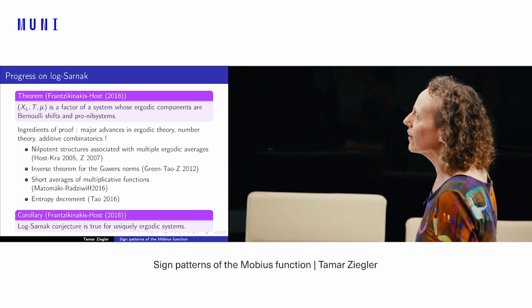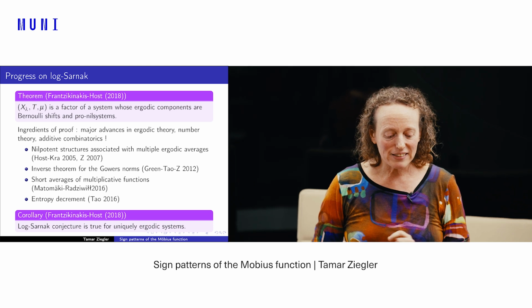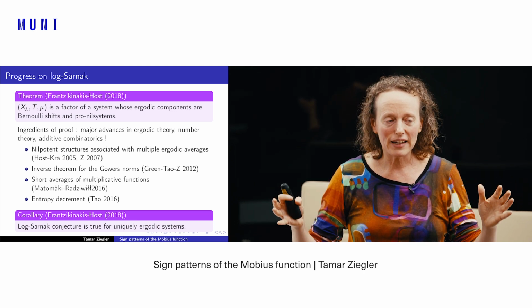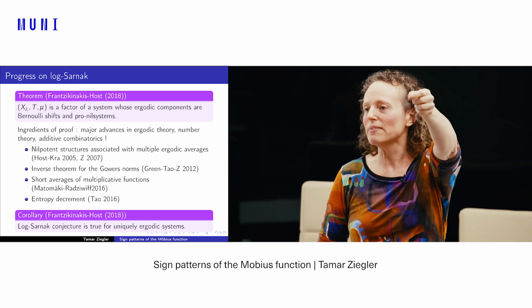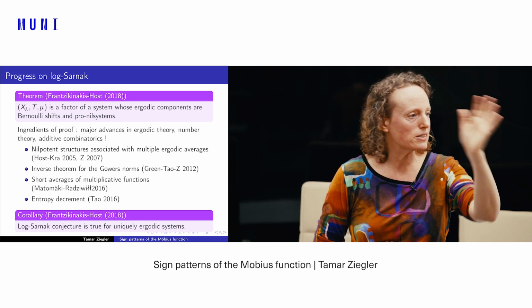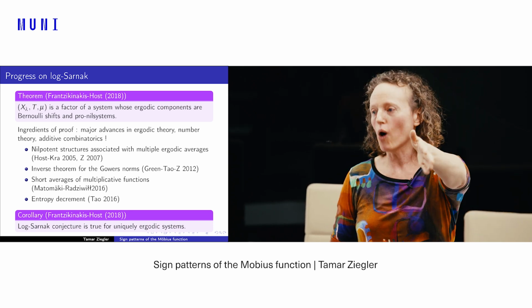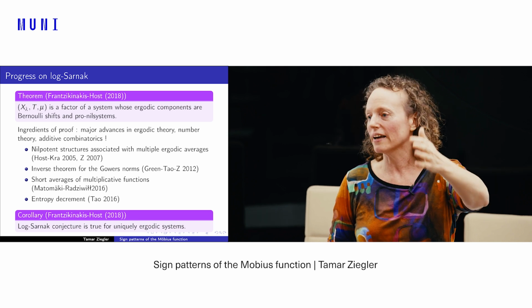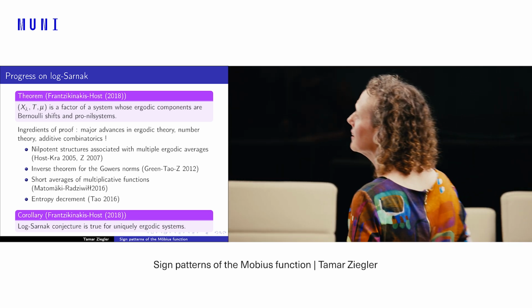As a corollary, they're able to show that the log Sarnak conjecture holds for any system that is uniquely ergodic. Uniquely ergodic means that there is only one limiting measure. Whatever subsequence of measures you take, you always get the same system. So let me tell you what this means.